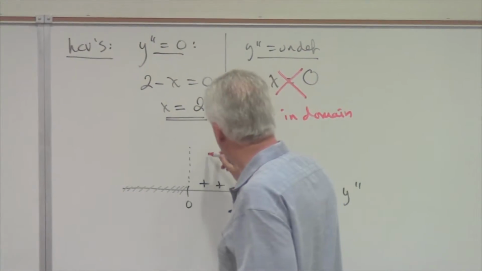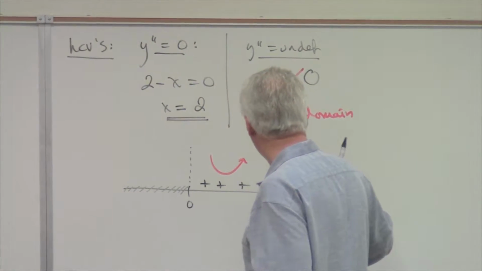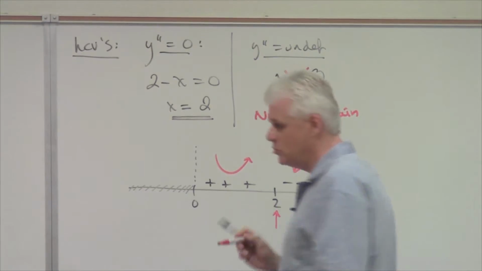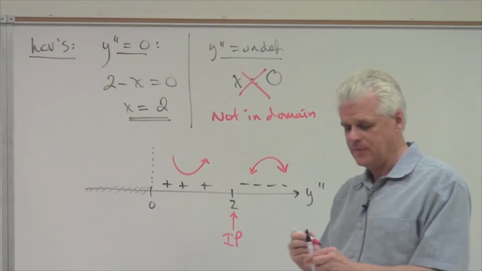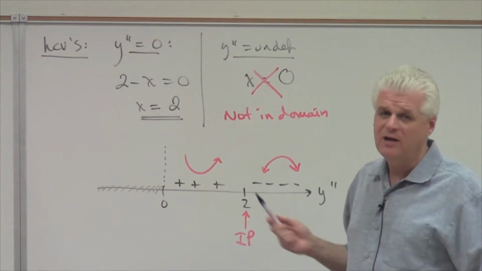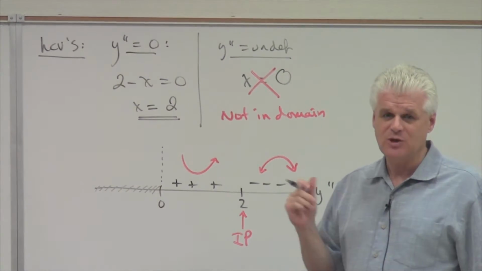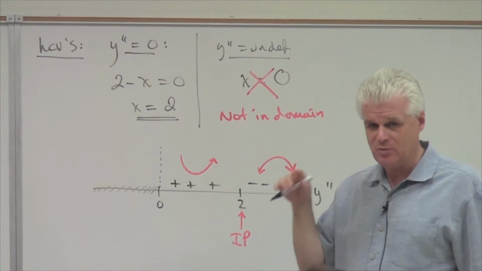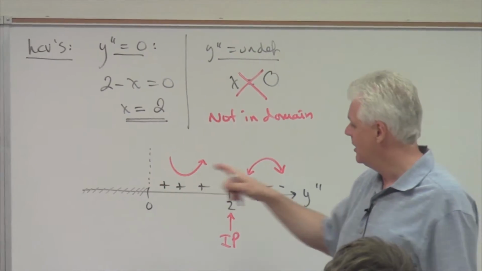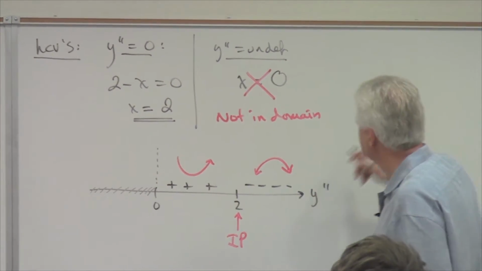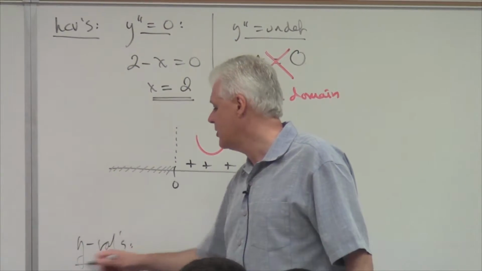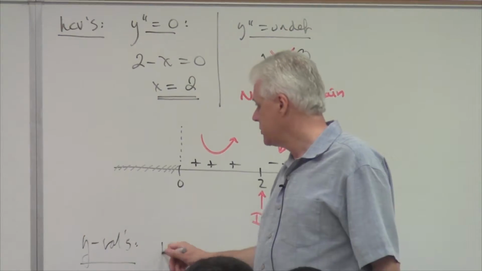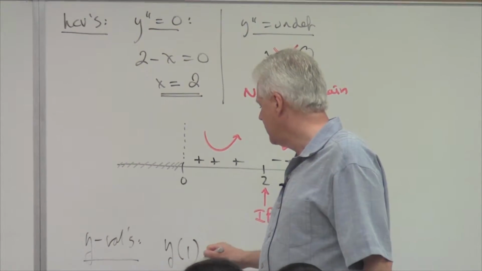So it is concave up, and then it's concave down, meaning that 2 really is an inflection point. We now need to get y values for these special places. We found 2 special places, right? We found a local min and an inflection point. So the y values for those, remember, y values come from the original function. So what is y at 1?